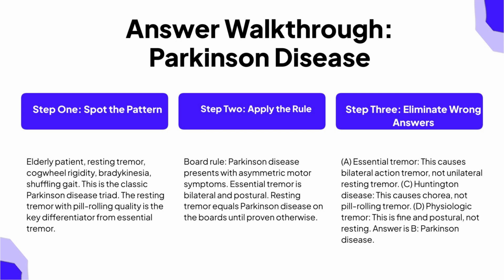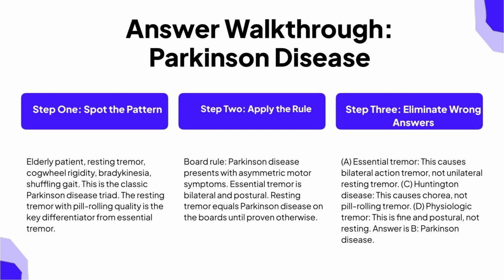Step 2, apply the rule. Remember, Parkinson's disease presents with asymmetric motor symptoms. Essential tremor is bilateral and postural. A resting tremor equals Parkinson's disease on the boards until proven otherwise. Step 3, eliminate wrong answers.